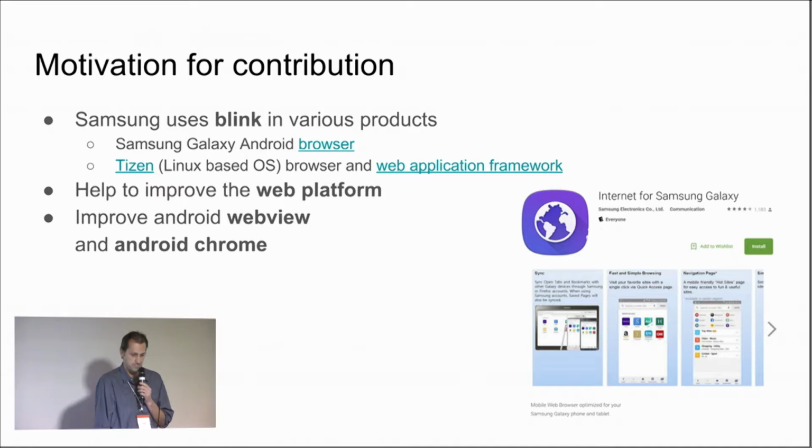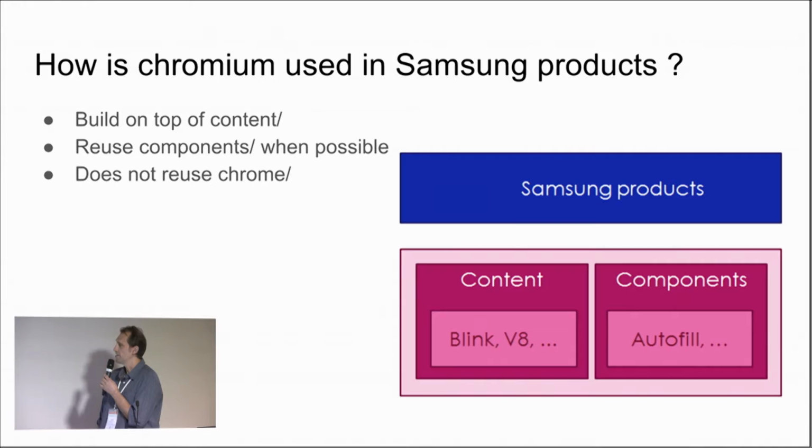A little bit about the actual architecture for Samsung products. We use Blink, and we try to build it on top of content. But we also like components a lot. And we try not to reuse Chrome as much as we can. So if you find us moving code from Chrome to components, then you know why that is.